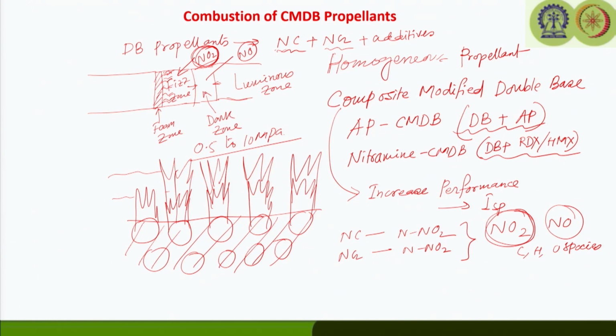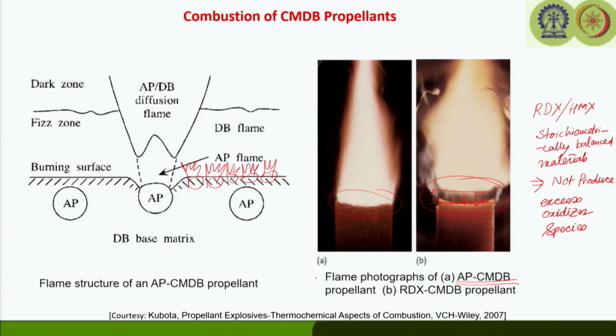Now, once we add HMX or RDX into the double base propellant and make the nitramine CMDB, what is happening is that it is going to increase the concentration of NO2. So, in the case of RDX CMDB propellant or HMX CMDB propellant, they are going to increase the concentration of NO2. As we have seen, the NO2 content from the NC and NG is improved if we add HMX or RDX within the propellant matrix, and that way the overall gas phase reaction is going to be enhanced by the addition of these nitramines.